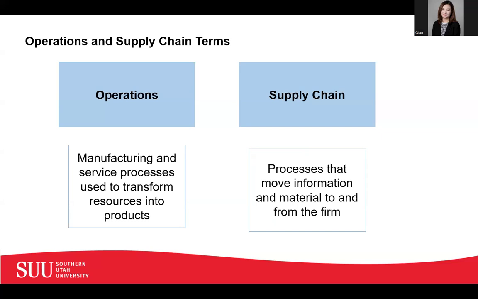In contrast, supply chain focuses on the movement. So it's the movement of the information or the materials across the whole process. So this is supply chain. Logistics, where we talk about transportation, relates to supply chain. If we talk about the manufacturing process, this focuses more on operations.